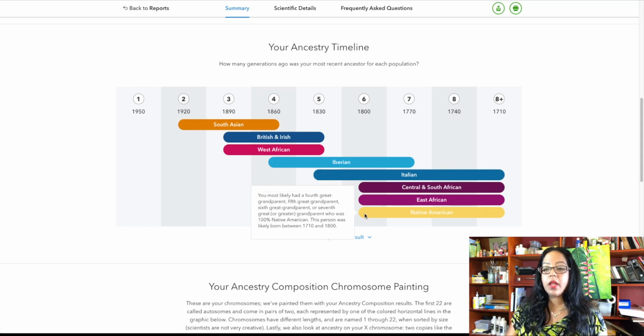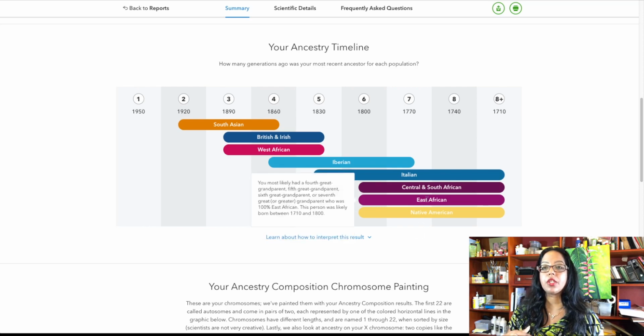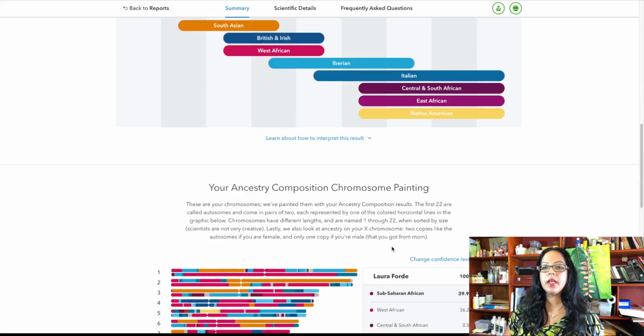And then the last one, and if you notice at the bottom here, it tells you the time that person most likely would have been born. So in the last one for Native American, again it says you likely had a fourth great-grandparent, fifth great-grandparent, sixth or seventh who was 100% Native American. This person was likely born between 1710 and 1800. So this gives you your ancestry timelines. How many generations ago was your most recent ancestor for each population, right?